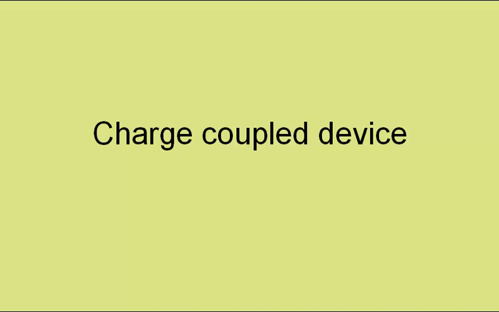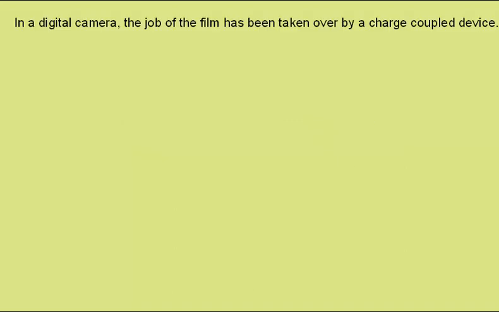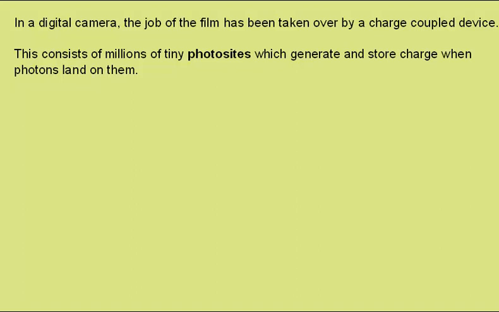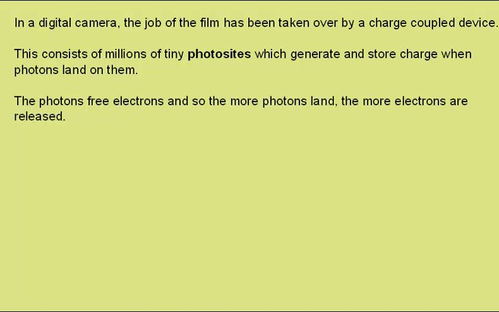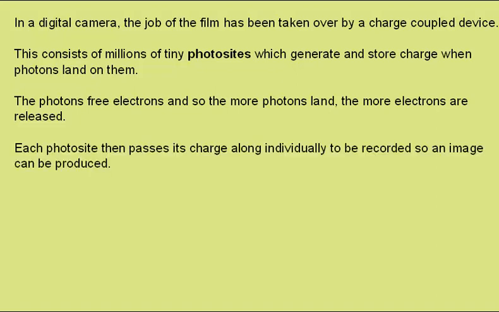Charge-coupled device, or CCD. In a digital camera, the job of the film has been taken over by what is called a charge-coupled device. This consists of millions of tiny photosites, which generate and store charge when photons land on them. The photons free up electrons, and so the more photons that land on a photosite, the more electrons are released and stored on that photosite. Each photosite then passes its charge along individually to be recorded, so an image can be produced.